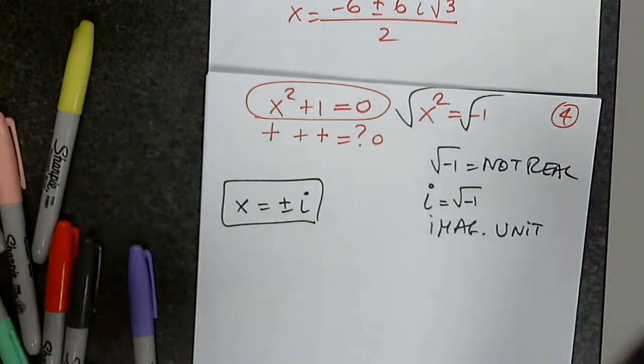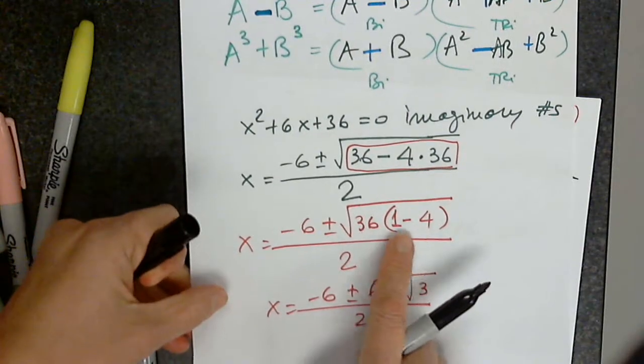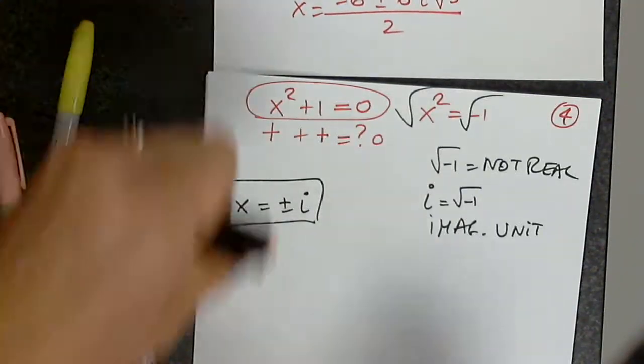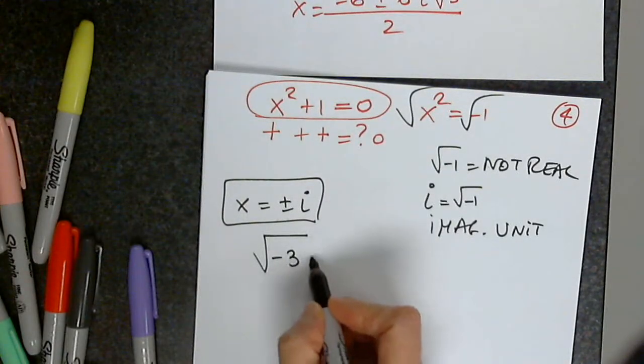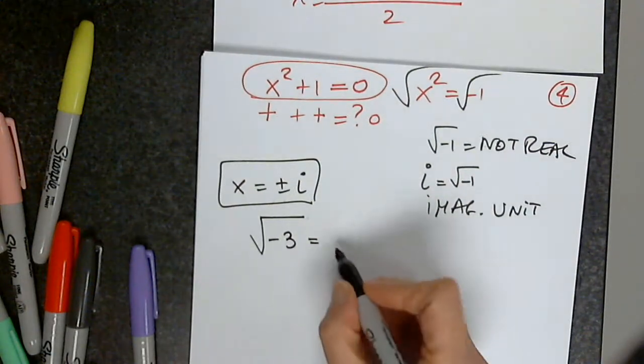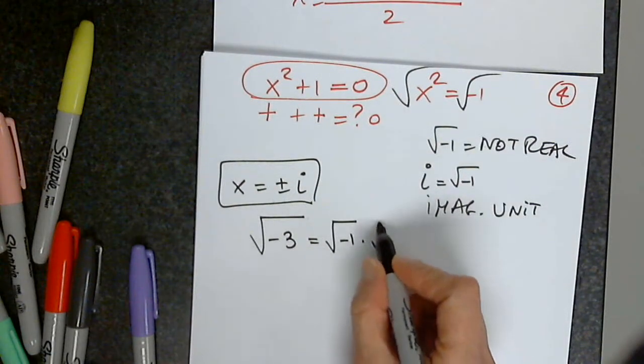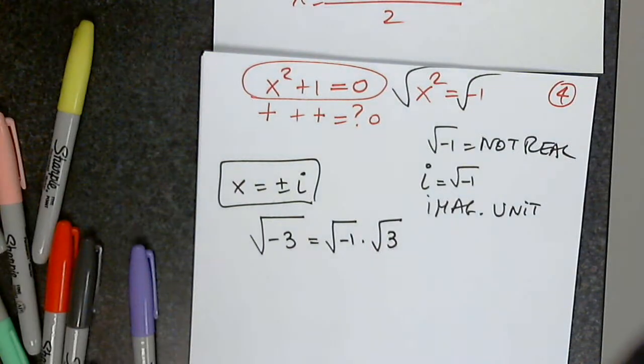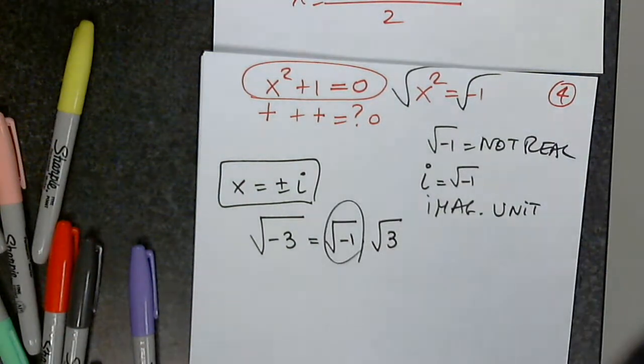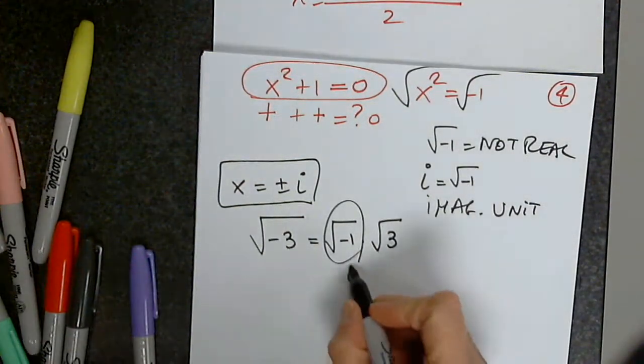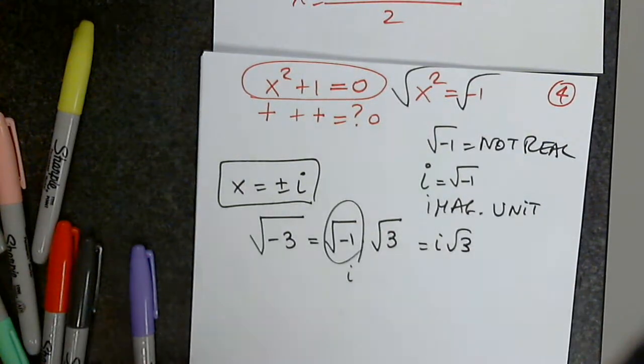So now when I come back here with this 36 or the square root of negative 3, the square root of negative 3 will be broken down into 2 pieces. The square root of negative 1 times the square root of 3. But what is this? Indeed. So that's how I get the I, the square root of 3.